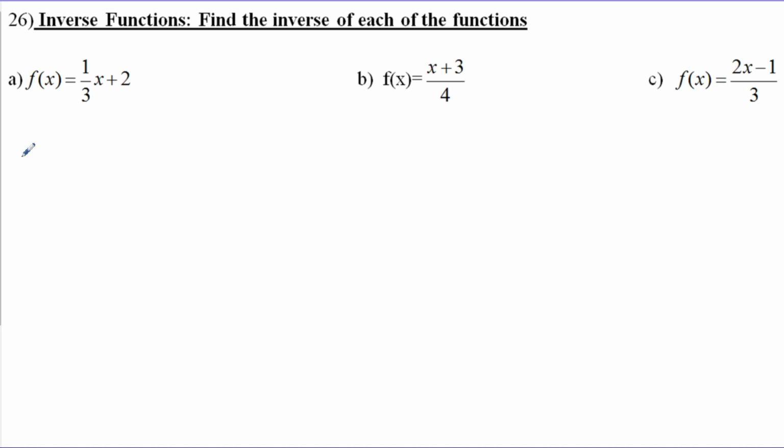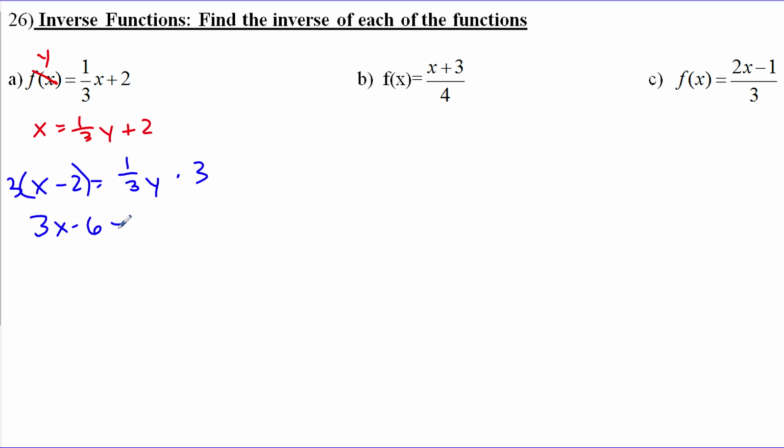Alright, inverse functions, problem 26. So I'm not going to do all of these because they're all very similar, but the idea is let's switch x and y. So this is x, and remember f of x really means the same thing as y. So if I switch x and y, my problem becomes x equals 1/3 y plus 2. And now I need to resolve this and get y alone again. So I'm going to subtract 2 on both sides. It equals 1/3 y. And then to get rid of the 1/3, I'm going to multiply both sides by 3. And I'm going to get 3x minus 6 is equal to y.